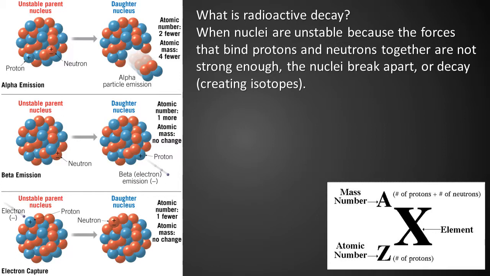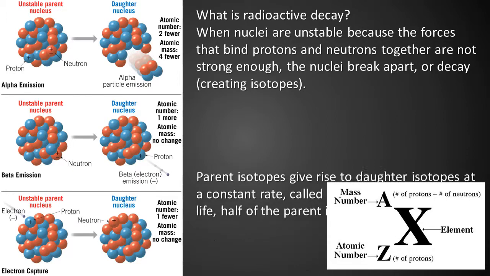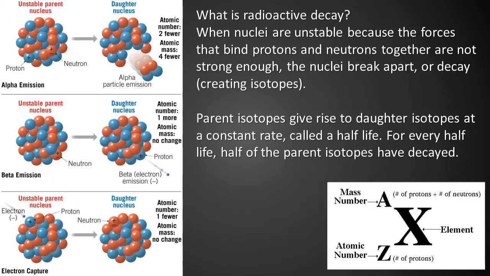This decay occurs at some rate of decay per unit time. Do you know what this rate is called? Yes, parent isotopes give rise to daughter isotopes at a constant rate called a half-life. For every half-life, half of the parent isotopes have decayed.